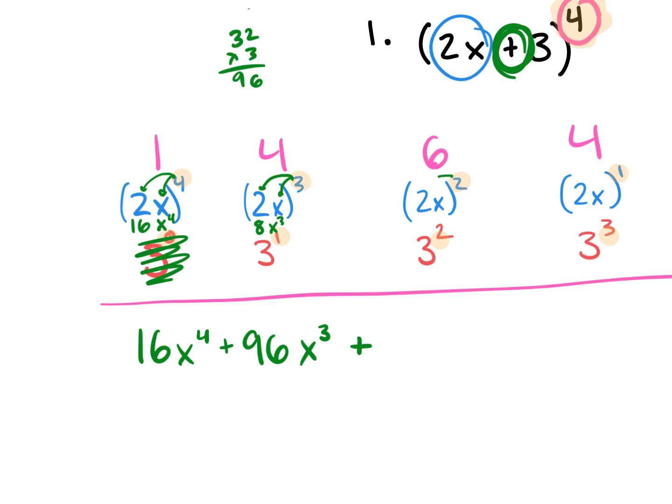2x squared. We have to square the 2 and square the x. That would be 4x squared. What's 3 squared? 9. So here, got to be careful. We have 6 times 4, which is what? 24. And 24 times 9. 4 times 9 is 36. And 2 times 9 is 18 plus 3, 21. So 216.